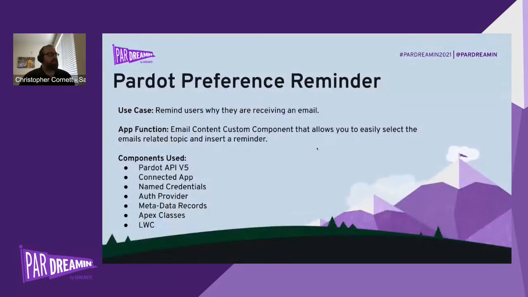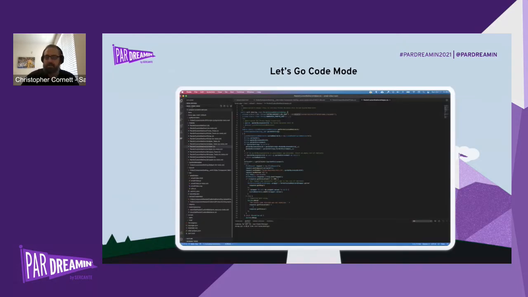And so let's just talk about what Matt's app was. It's the Pardot preference reminder. The goal is to remind users while they're receiving an email, to help build trust, because sometimes the end users don't know why they're getting it. And this is just a little reminder that, oh, it's because you chose this preference. Well, it uses a lot of components, but a lot of these already were in the reference app that he decided to use. And so with that, let's go to code mode.